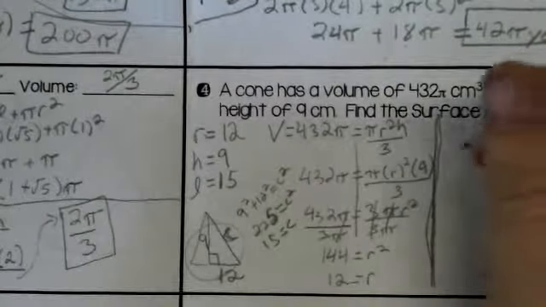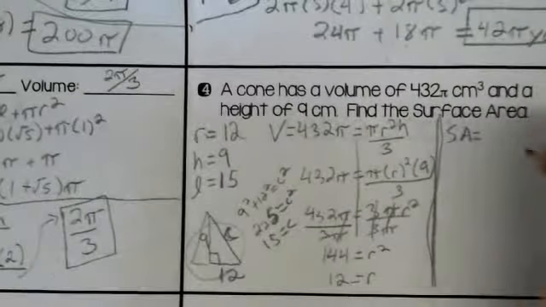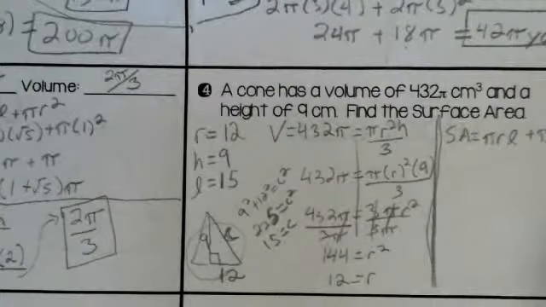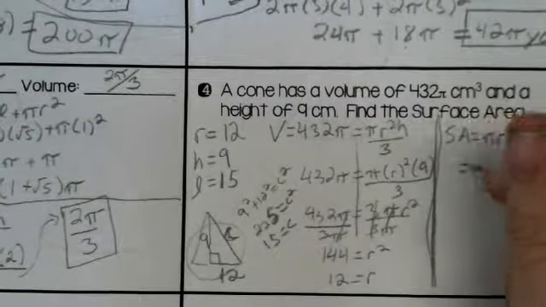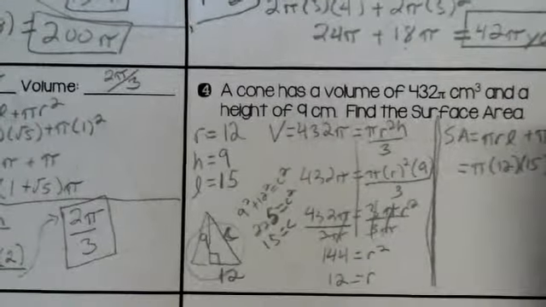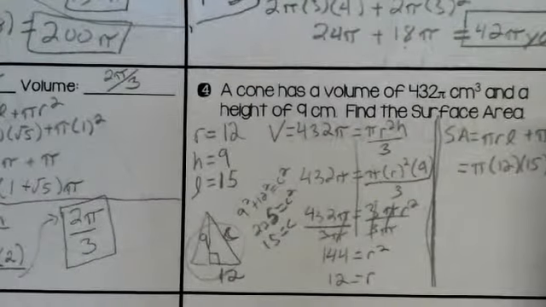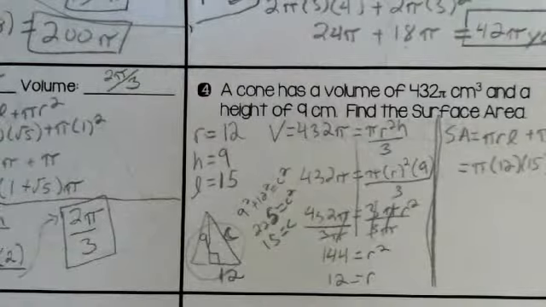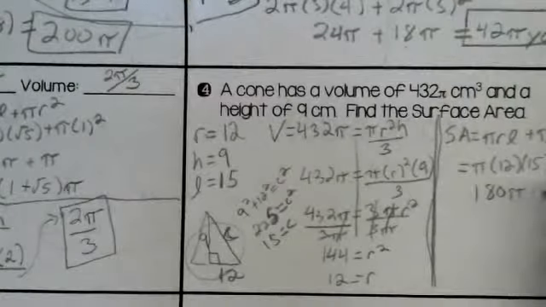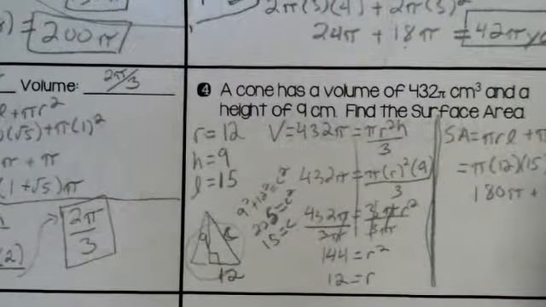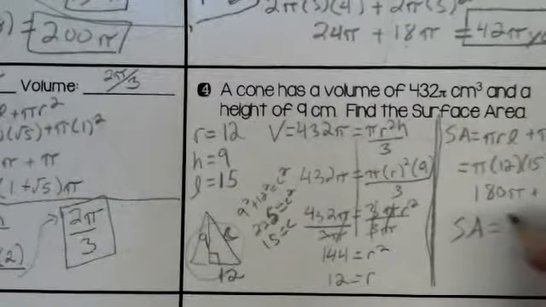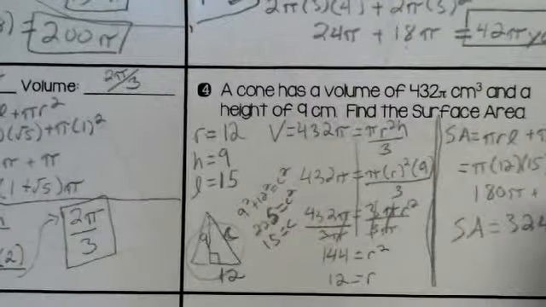And so for my surface area, remember that equals pi r L plus pi r squared. So pi times a radius of 12 times a slant height of 15 plus pi times a radius of 12 squared. 12 times 15, that'll give me 180 pi. 12 squared is 144 pi, which gives me a total surface area of 324 pi.